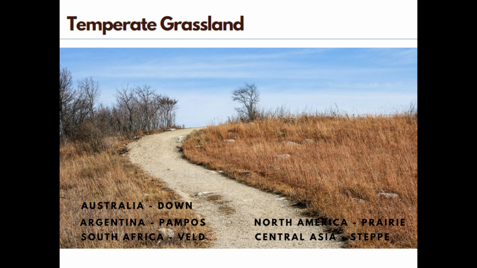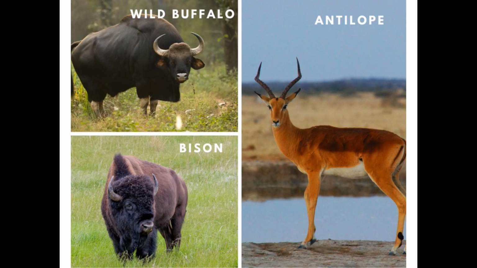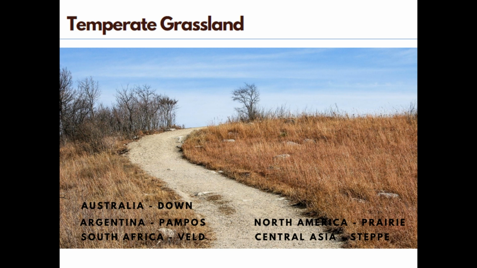Next comes temperate grassland. They are in mid-latitudinal zones and they are in the interior part of continents. These grasslands are short and they are very nutritious. And some commonly seen animals in the temperate grassland region are wild buffalo, bison, and antelopes. Like tropical grassland, temperate grasslands are around the world. The temperate grassland in Argentina is called pampas, and the one in North America is called prairie. The one in South Africa is called veld. The one in Central Asia is called steppe, and the one in Australia is called down.